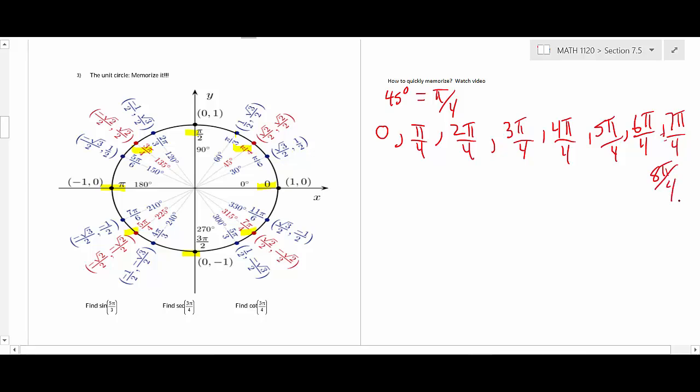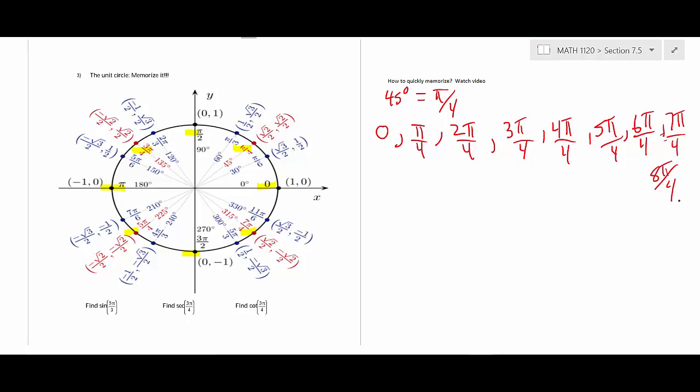All you do is reduce these, and look what happens. So what's 2 pi over 4? Isn't that pi over 2 when you reduce it? 3 pi over 4, 4 pi over 4, 5 pi over 4, 6 pi over 4, 7 pi over 4. You reduce. That's it. You see what I did?